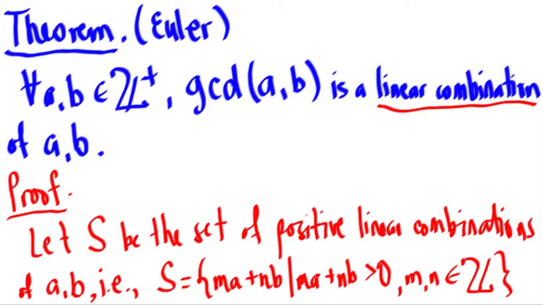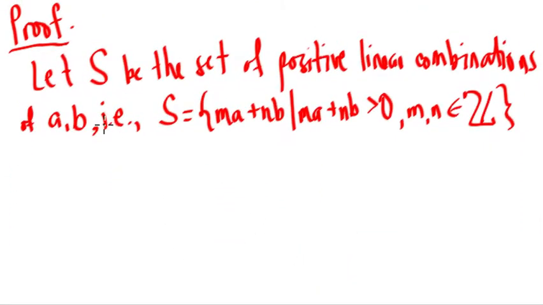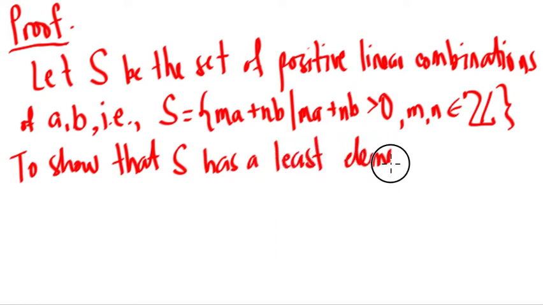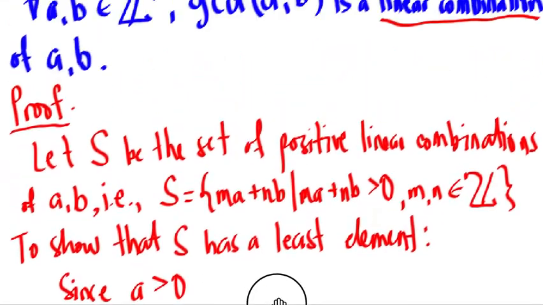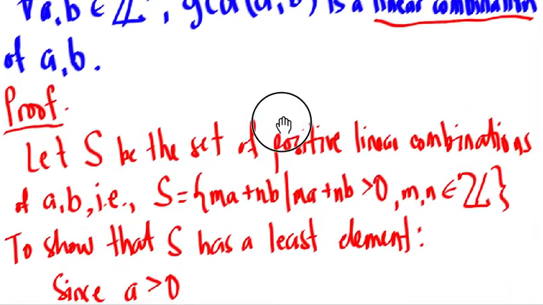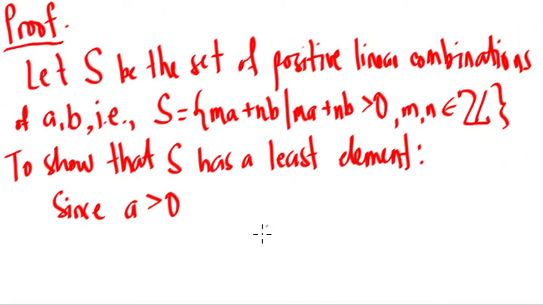So we want to first show, after this, that S has a least element. This is where we will apply the well-ordering principle. We say that since a is greater than 0, a is positive, it's understood that it's greater than 0. So since a is positive, the least number that a can have is 1.